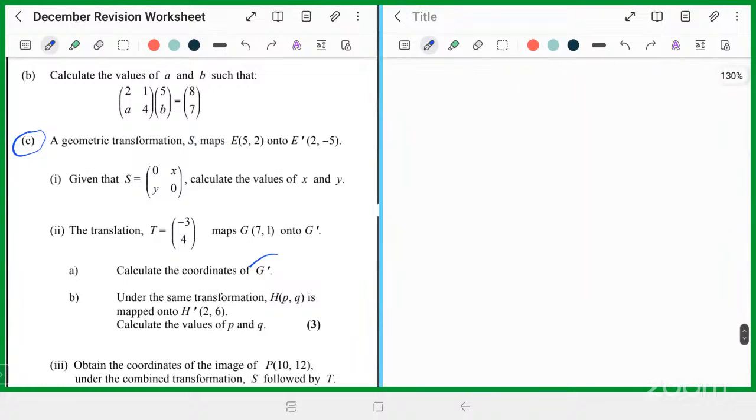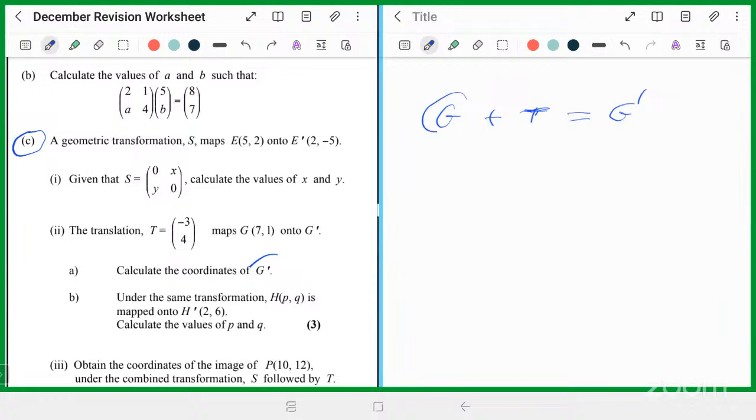So it works like this. G plus the translation equals G prime. That is how translation works. It's the only one where you're adding the translation. The 2 by 2 transformations, you multiply them. Translation, you add it, because you're moving the point using the translation matrix.